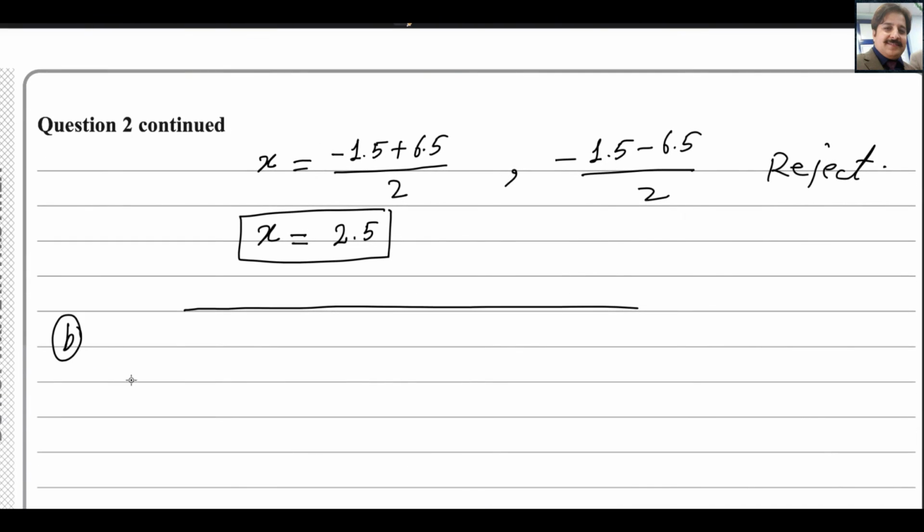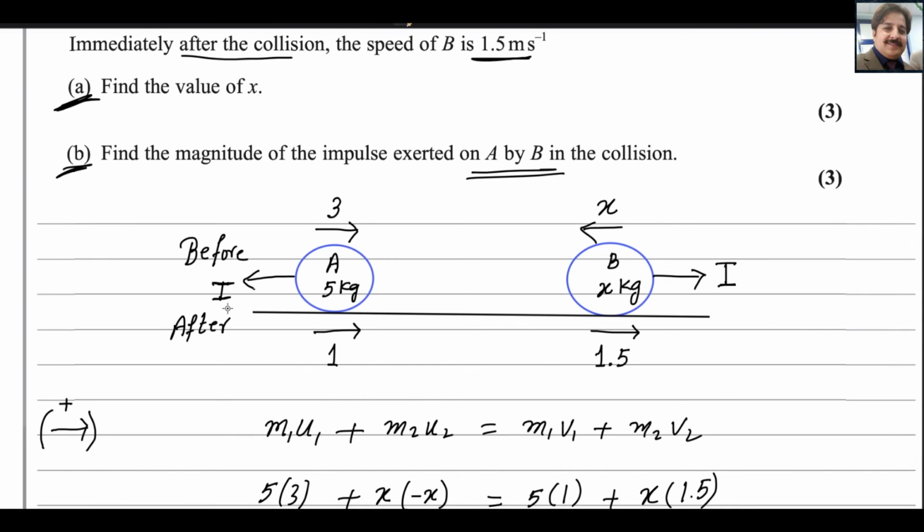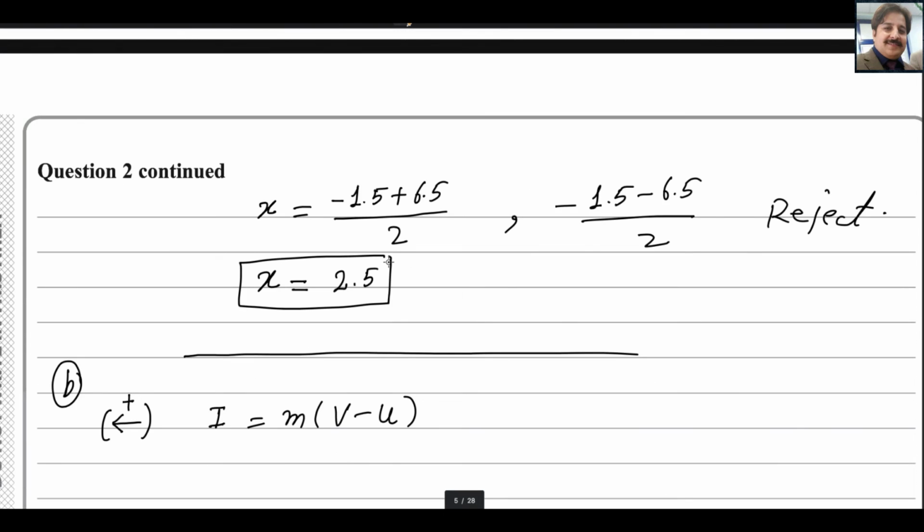For the second part, we take impulse this way positive, left side positive, and the formula for I is always m into v minus u. This is the standard formula for impulse. m is mass, v is final velocity, and u is initial velocity, or you can say v is the velocity after collision and u is the velocity before collision. For A, I am considering particle A.